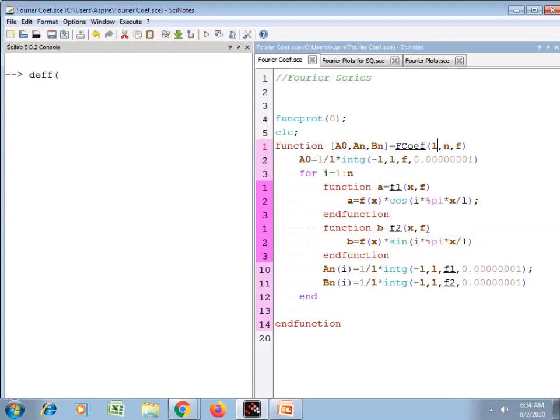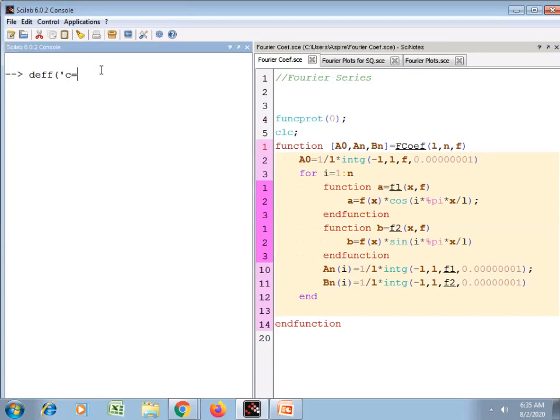To execute this program, I have to provide the arguments for this fcoef function. So those are L, n and f. So L I will take 5, n 5, and the function f is defined by, so c is equal to f of x, comma, c is equal to simply x.